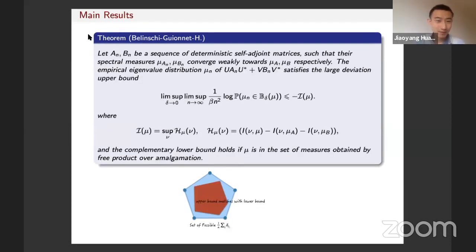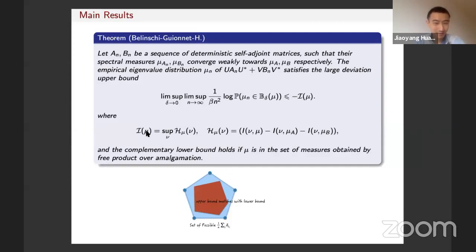For the empirical eigenvalue distribution mu_n of U A_n U star plus V B_n V star, we don't have a complete large deviation principle. The result is like this. If A_n and B_n are sequences of deterministic matrices with empirical eigenvalue measures converging towards mu_A and mu_B, then we only have the large deviation upper bound. So we take log of the probability that mu_n is close to mu, and again normalize it by 1 over beta n squared. This is less or equal than minus I(mu).